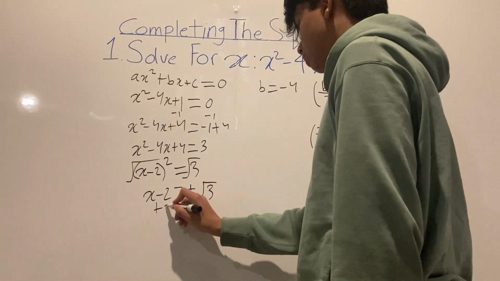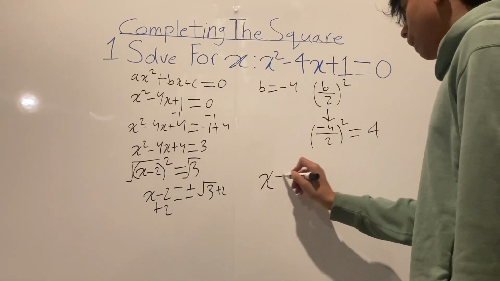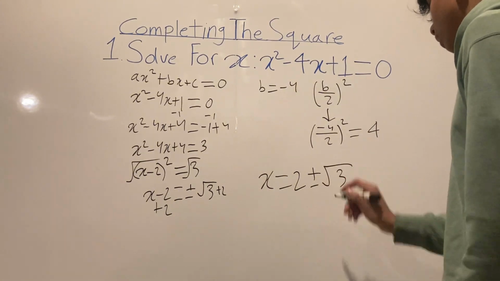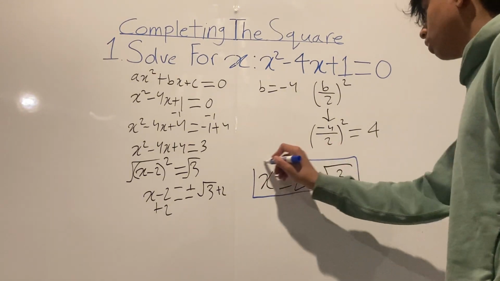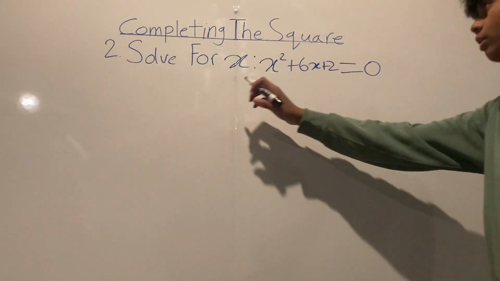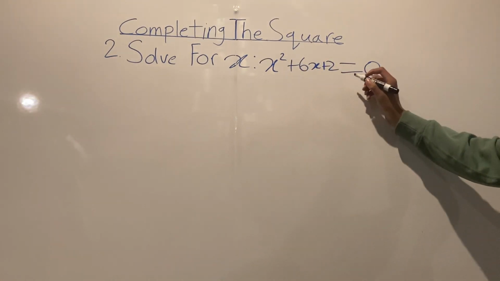And now we just add 2. And now we have our final answer: x equals 2 plus or minus square root 3. And that's our final answer. We have our two values for x.